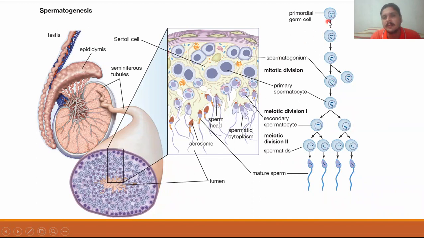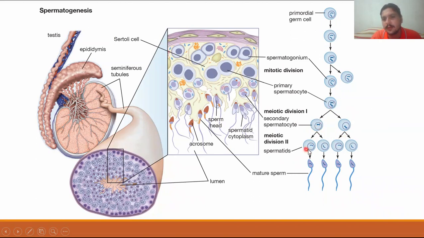So in this diagram, you can see here the division of the cell. For example, the first one is the primordial germ cell that develops into spermatogonia. Spermatogonia mature into the primary spermatocyte. After meiosis, the genetic material is divided. You can see here the genetic material in the duplicated form, and here is the haploid form.